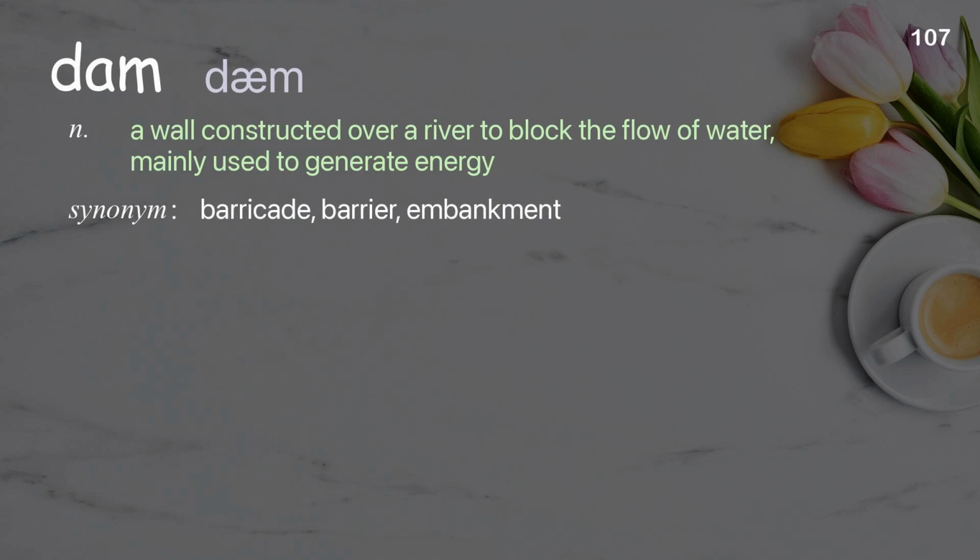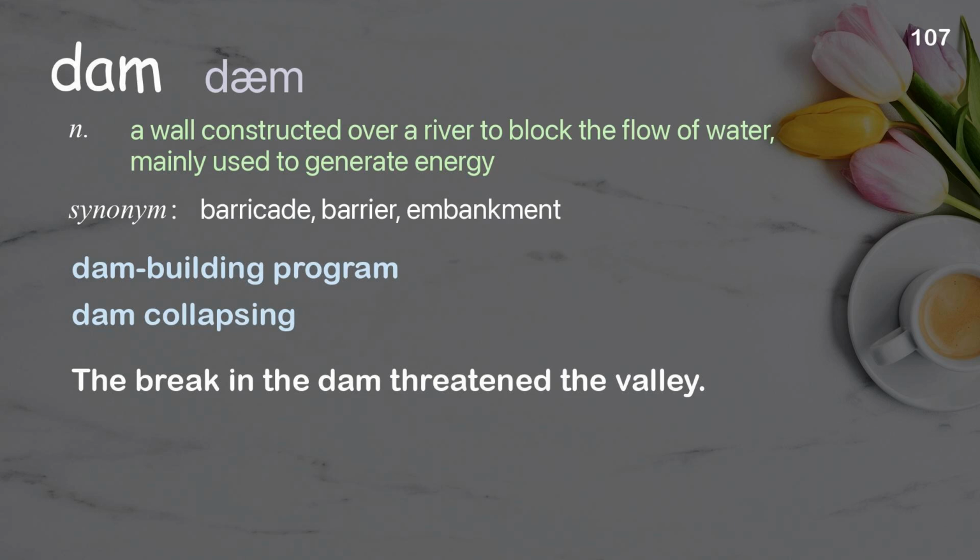Dam: A wall constructed over a river to block the flow of water, mainly used to generate energy. Examples: Dam building program. Dam collapsing. The break in the dam threatened the valley.